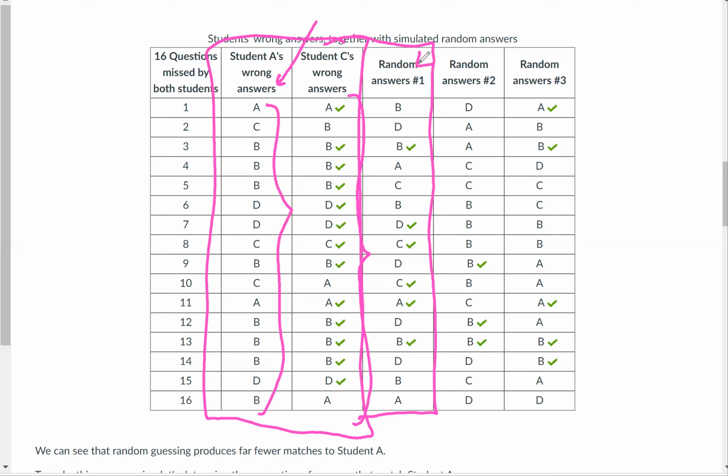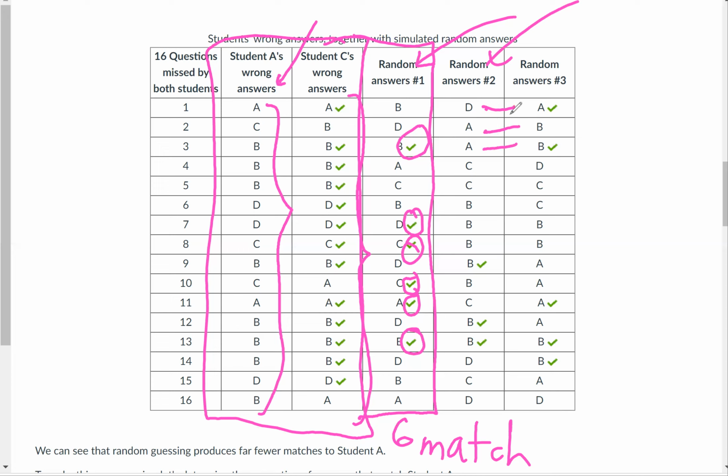In this first random answer column, there are only 1, 2, 3, 4, 5, 6 that match. So we have 6 that match there. And this is very random. Okay, and then our second try, the computer simulated it. It chose randomly A, B, C, or D for the first question, A, B, C, or D for the second question, randomly on and on and on. This time there are only 3 matches to student A's. So it's not looking good for thinking, well, maybe 13 out of the 16 could have been random.